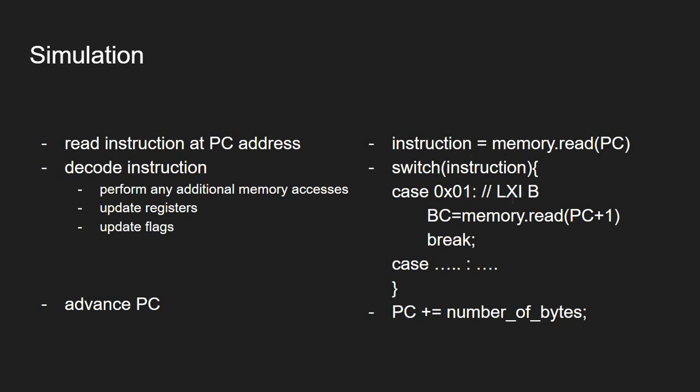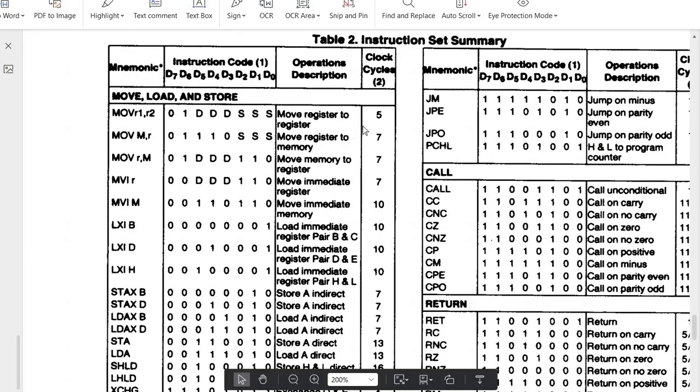And this is actually LXIB. Now we can look in the datasheet, and we see here 00000001. So this is the opcode. It corresponds to LXIB, which stands for load immediate register pair B and C. So as I said earlier, you really need to look at the datasheet, and while implementing the simulation, you need to look here for the opcodes.